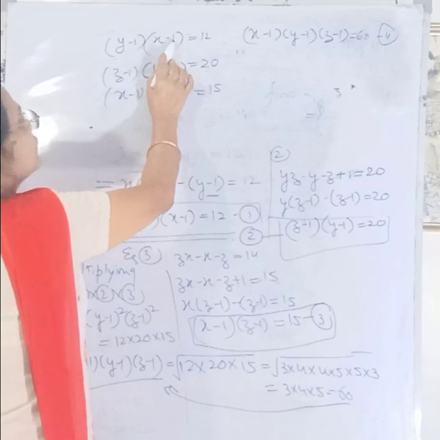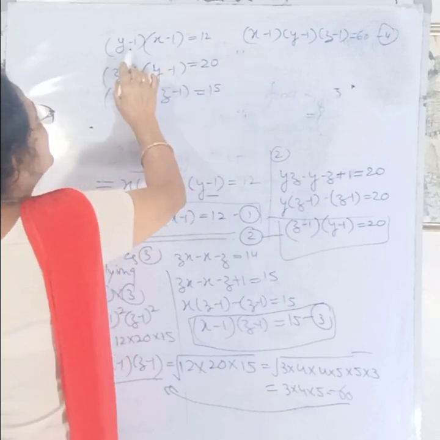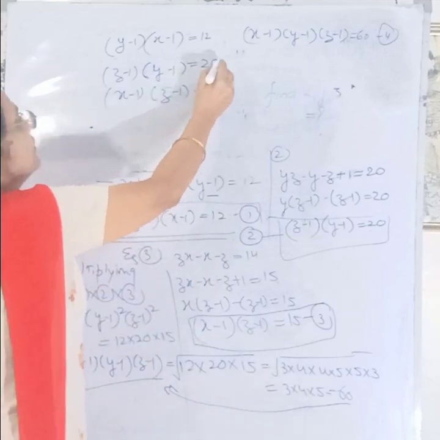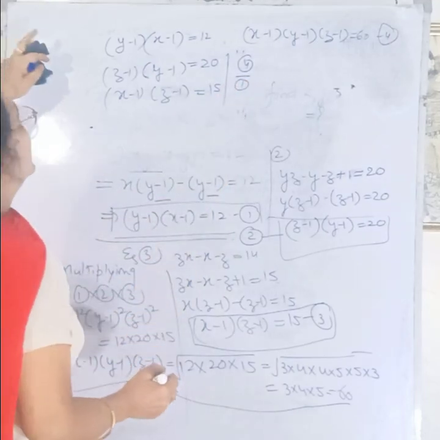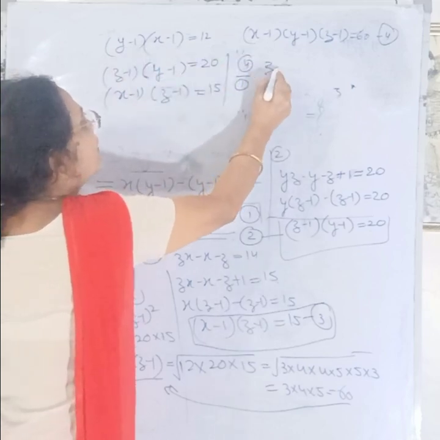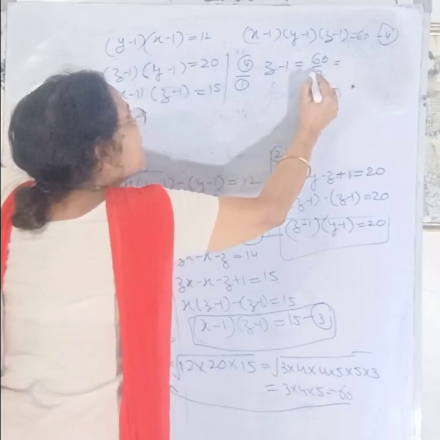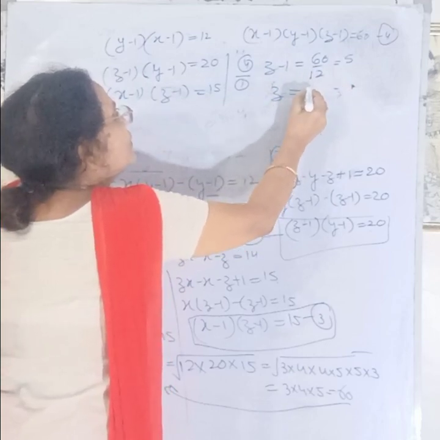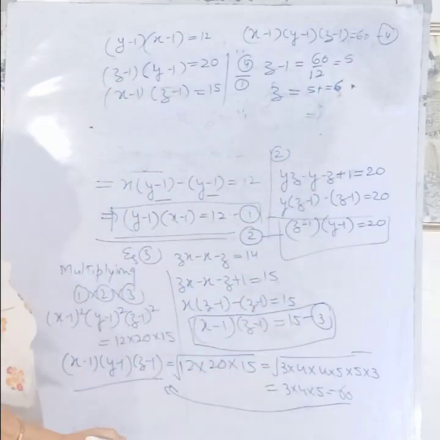Now if we divide equation 4 by equation 1, then x minus 1 and y minus 1 will cancel, only z minus 1 will remain. It means equation number 4 divided by 1, then we'll get z minus 1 equal to 60 upon 12, which is equal to 5. It means z will be equal to 5 plus 1, that is 6. The value of z will be 6.